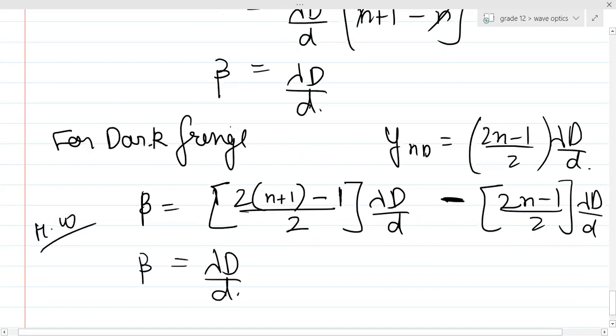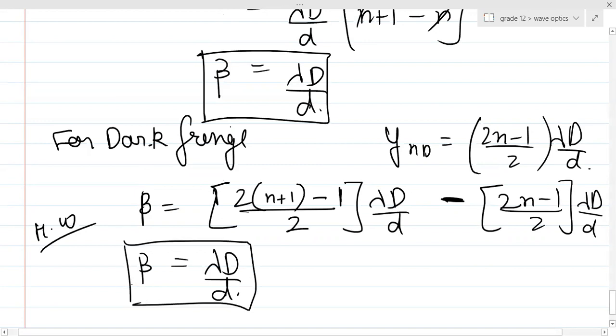But can you see over here, guys? The distance between two consecutive fringes is coming out to be constant, right? Is this clear? So that is basically the fringe width. Is it clear? So here also the fringe width is basically this. Here also the fringe width is basically this.